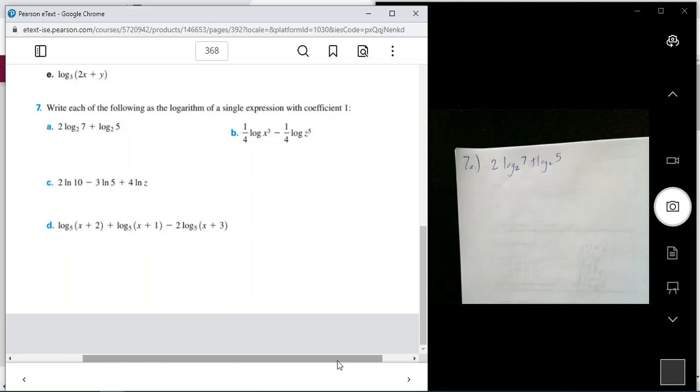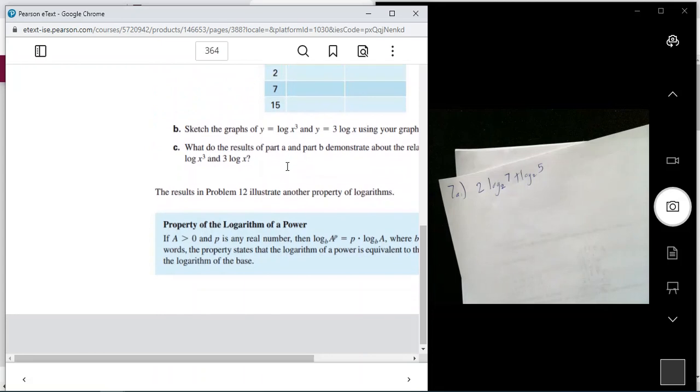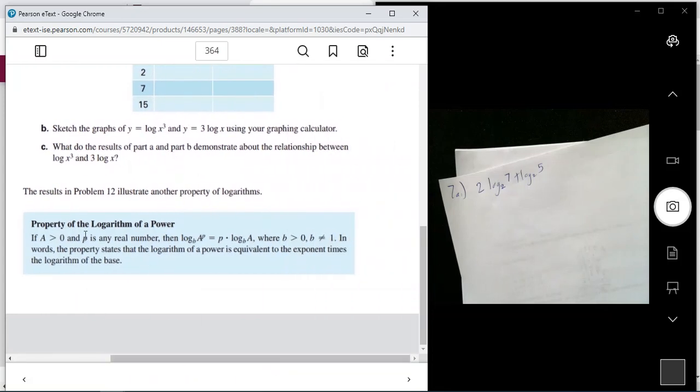I want to go back and show you this. It's actually on page 364. Down here in this blue box is the property of a logarithm of a power. If you have log base b of a to the p power, that is the same as p times log base b of a. And then it works in the reverse as well.